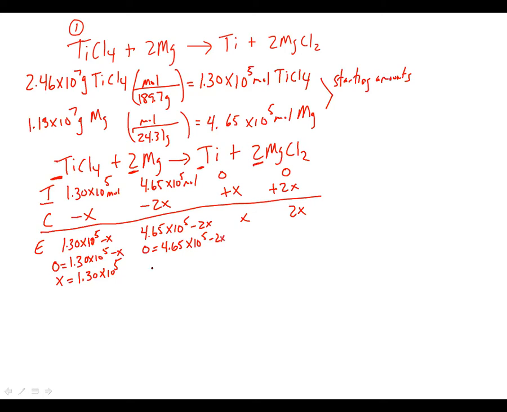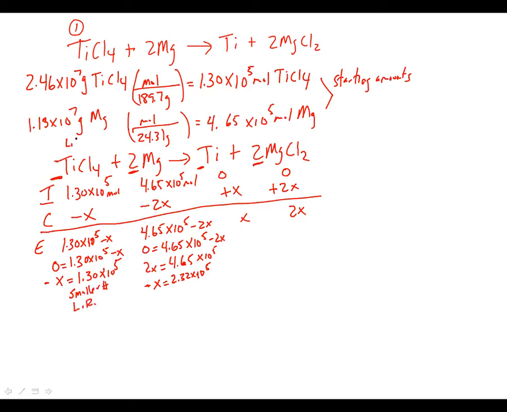Bringing our 2X to the other side and solving for X, which essentially you could just divide by 2 if you want, gives us an X value of 2.32 times 10 to the 5. So these two little calculations that I just did are going to allow us to determine which one's the limiting reagent. And as we talked about, the one that is the smaller number will be your limiting reagent. So this one is the smaller number. That means that this one is my limiting reagent.